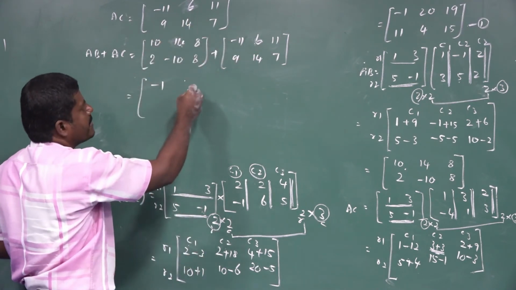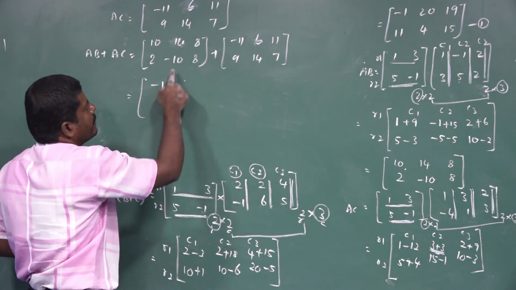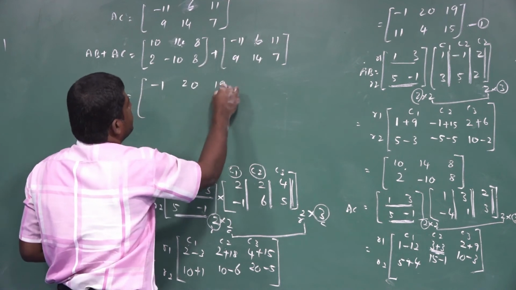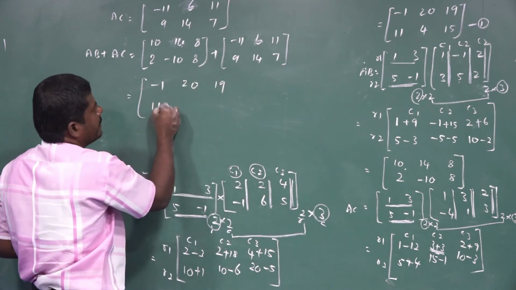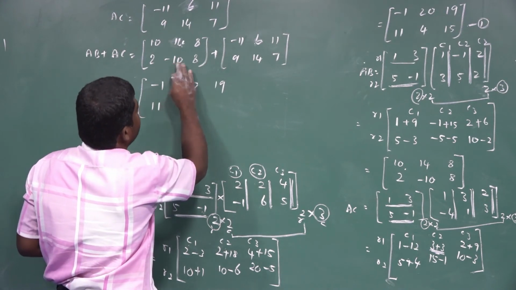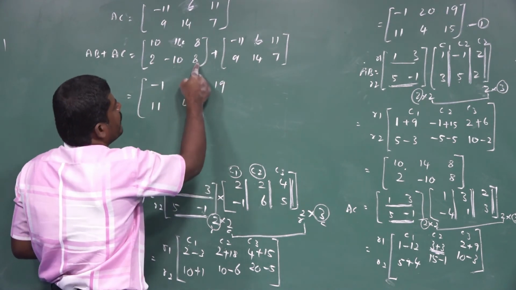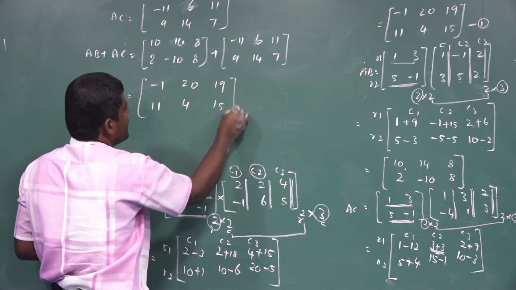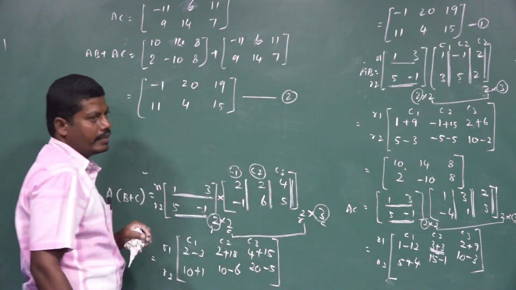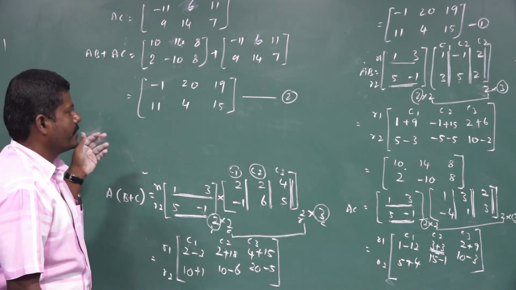So adding these two matrices we get 10 minus 11, minus 1, 14 plus 6, 20, 8 plus 11, 19, 2 plus 9, 11, minus 10 plus 14, 4, 8 plus 7, 15. Corresponding elements you want to have. This is 2. Understand? Now we check both sides are equal or not.